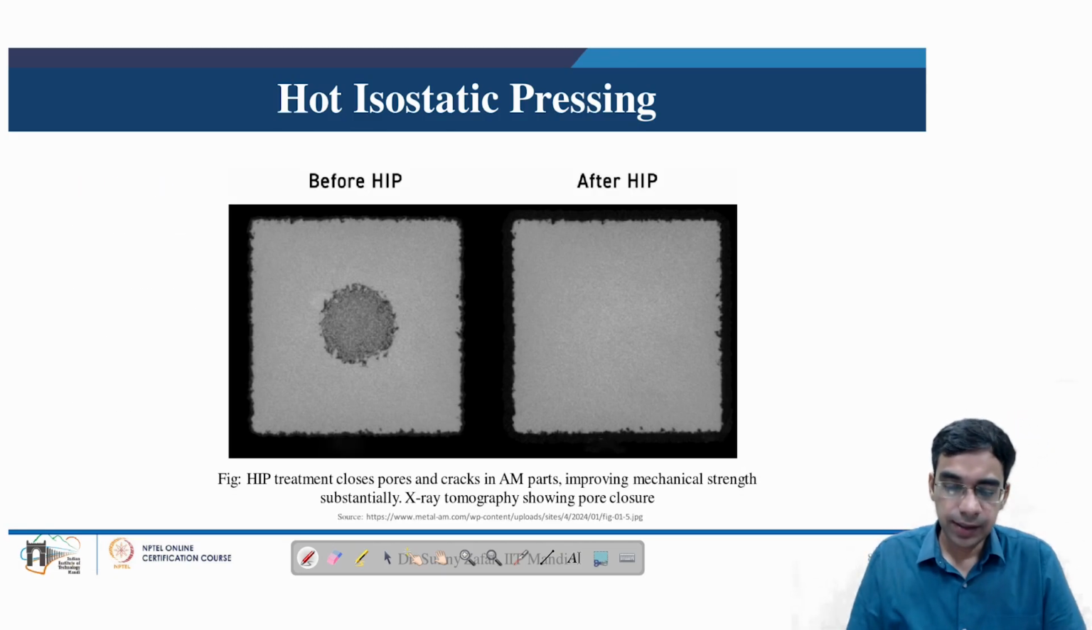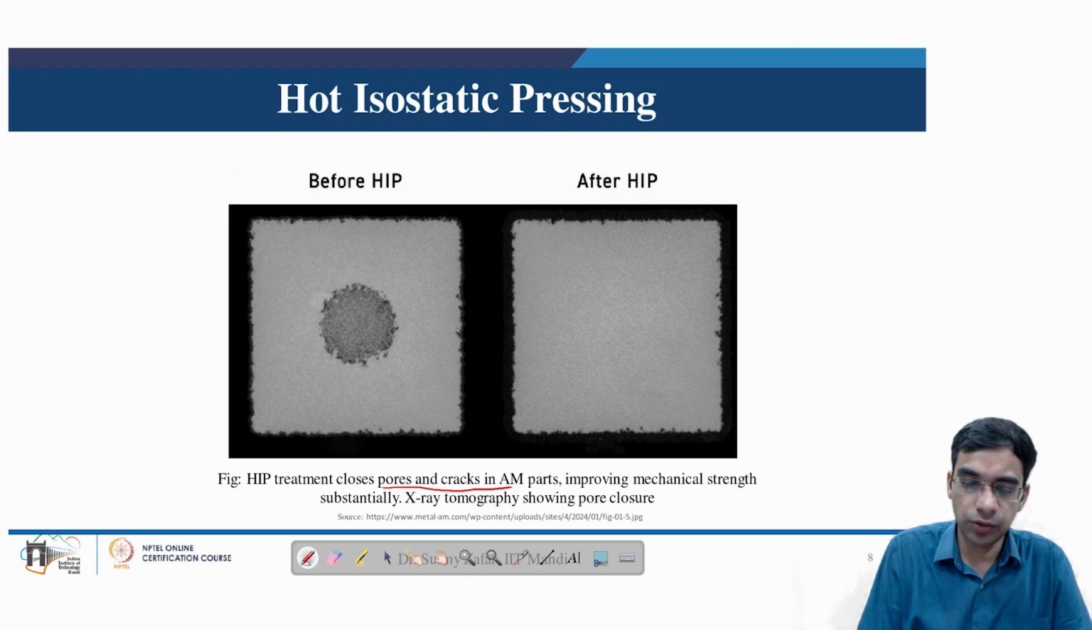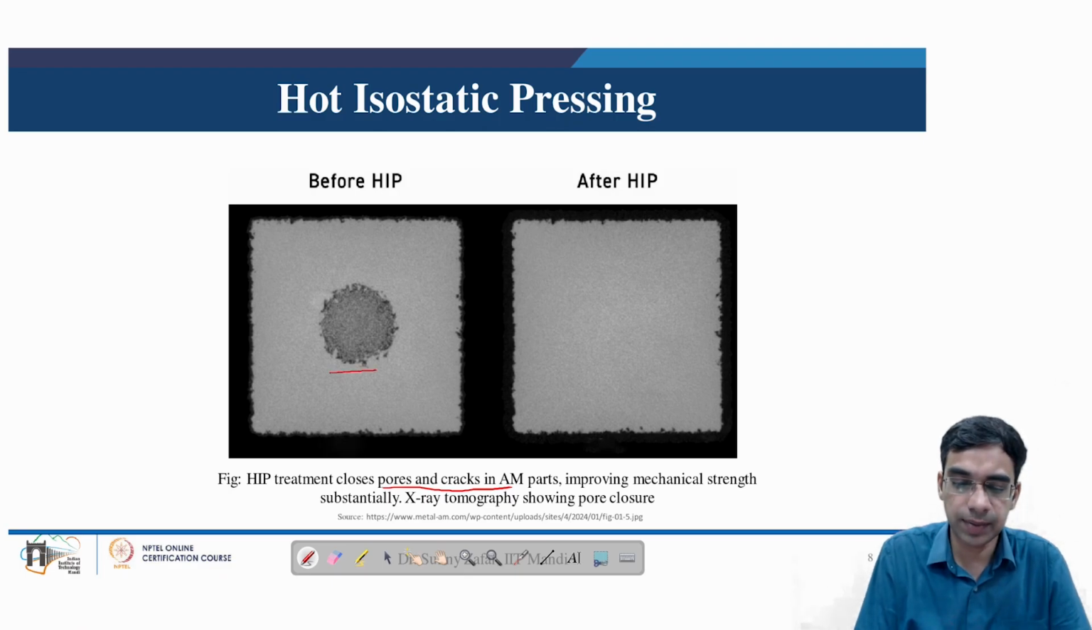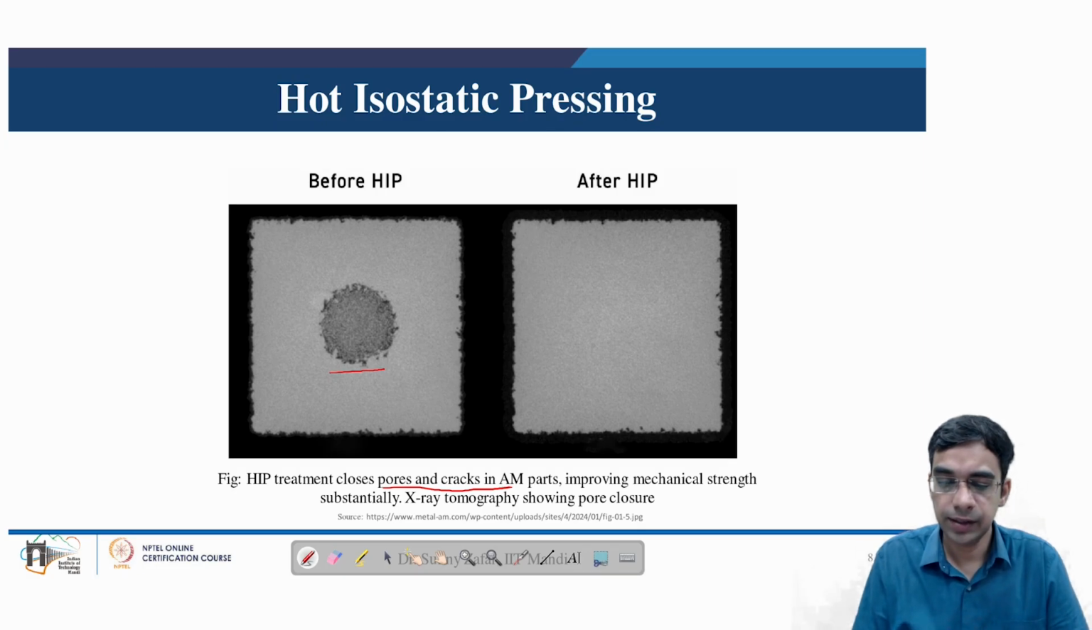Here we can see another evidence of how hot isostatic pressing can help to minimize or close the pores and cracks in additive manufactured parts, which can further improve the mechanical strength. Here the image is captured using X-ray tomography, showing a pore before hot isostatic pressing, and we can see this pore has almost healed up, and after the hot isostatic pressing the presence of the pore is not there.